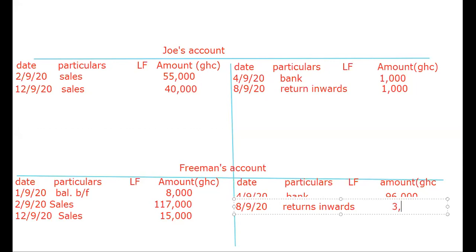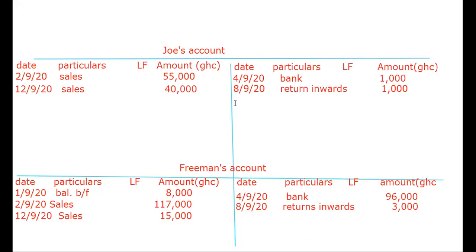Madam, with the return inwards account, can you record it just as we recorded the sales, where you just put the whole figure? Yes, we could have done it that way. It amounts to the same thing. So this is what we have.